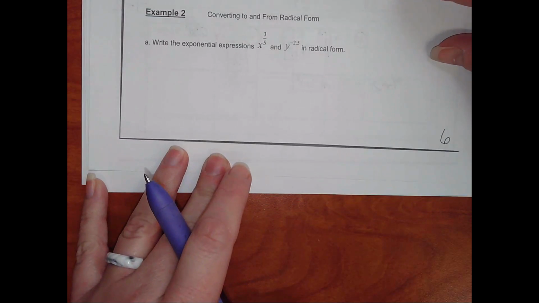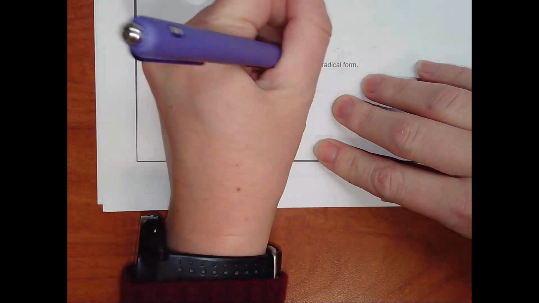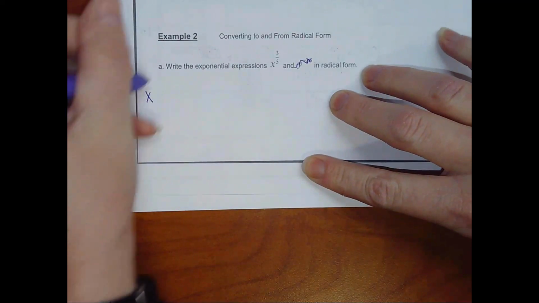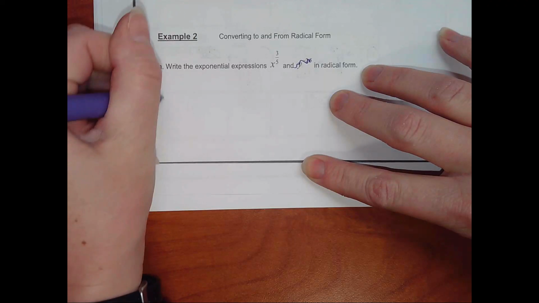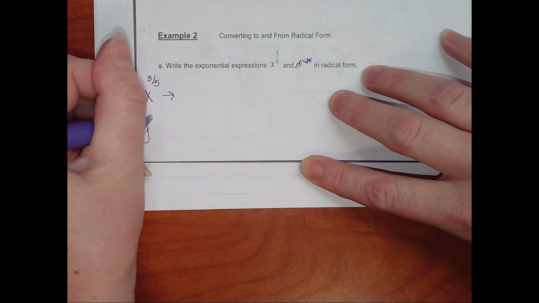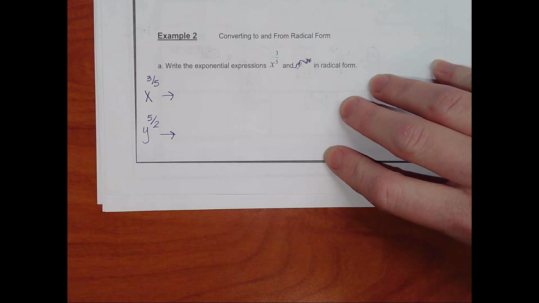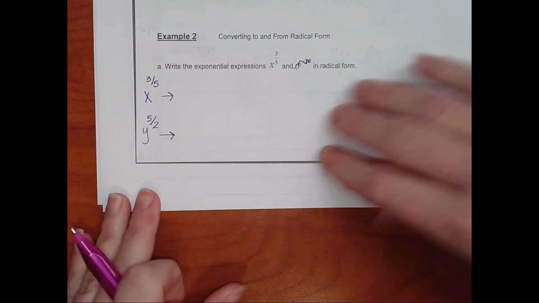So we're going to actually jump down here. If you have these note packets, I'm sorry, I'm jumping around a little bit. I'm even going to switch this one up. We're going to take x to the 3/5 and write it in radical form. We're also going to take y to the 5 over 2 and convert that to radical form. So they're both in exponential form, and I'm going to do one at a time.